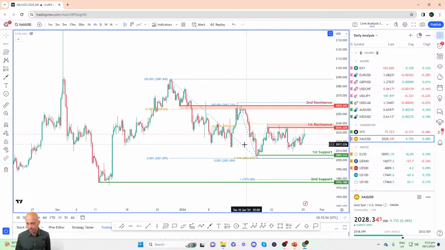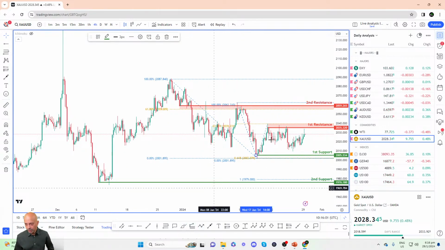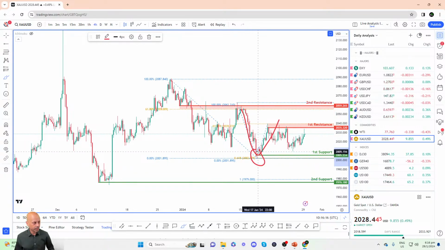If you look on the support side, price made a significant swing low bounce of 2004 on the 18th of Jan, about two weeks ago rather, bouncing quite strongly, and we can quite clearly see this is a significant support level here. So that's why we are using this level of 2005 as the first support.